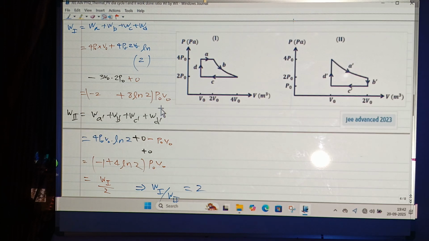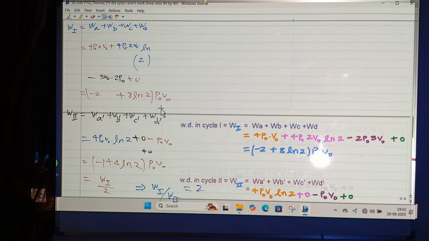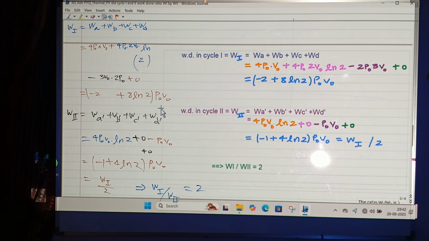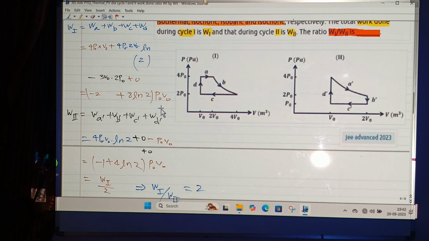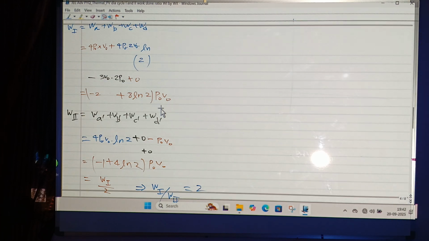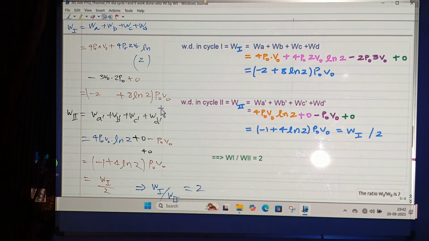So in cycle 2, the process A prime is an isothermal process. So we use the formula for an isothermal process, which is P1 V1 and then logarithm of the volume ratio, which is 2. And process B prime, area under the curve is 0, and also D prime is 0 because change in volume is 0. And for C prime, it's the area under this curve, which is the area of this rectangle, P naught into V naught, but negative area because dV is negative. So comparing this with the first one, we get W2 as W1 by 2. So that means the ratio W1 to W2 is 2.